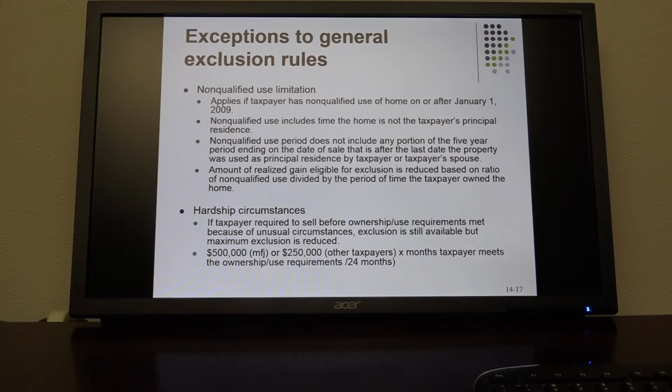So I think mainly this is for elderly people who want to scale down to a smaller home. And so what they've done is allowed taxpayers to exclude a fairly large amount of that gain.